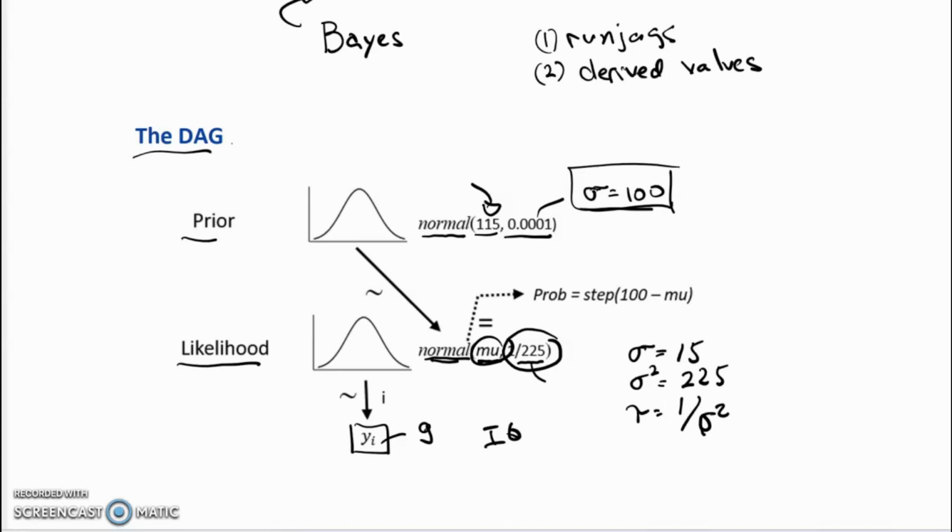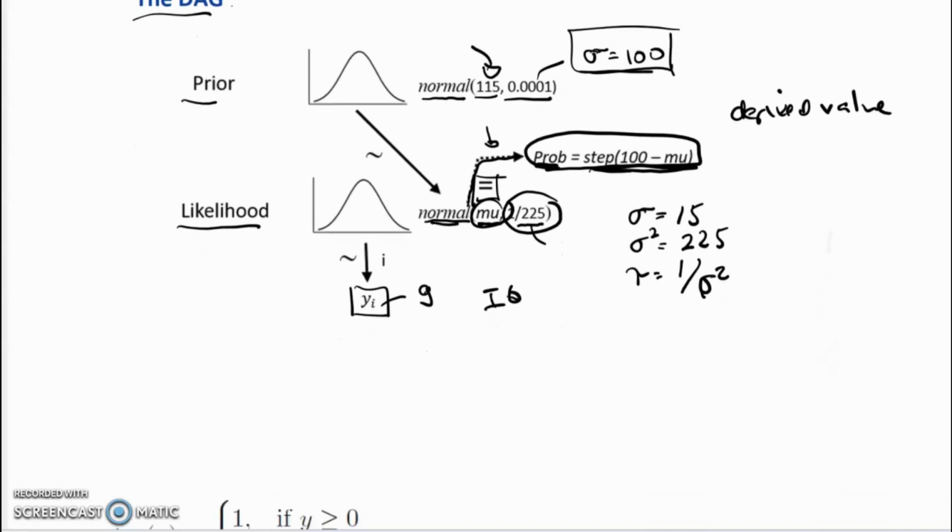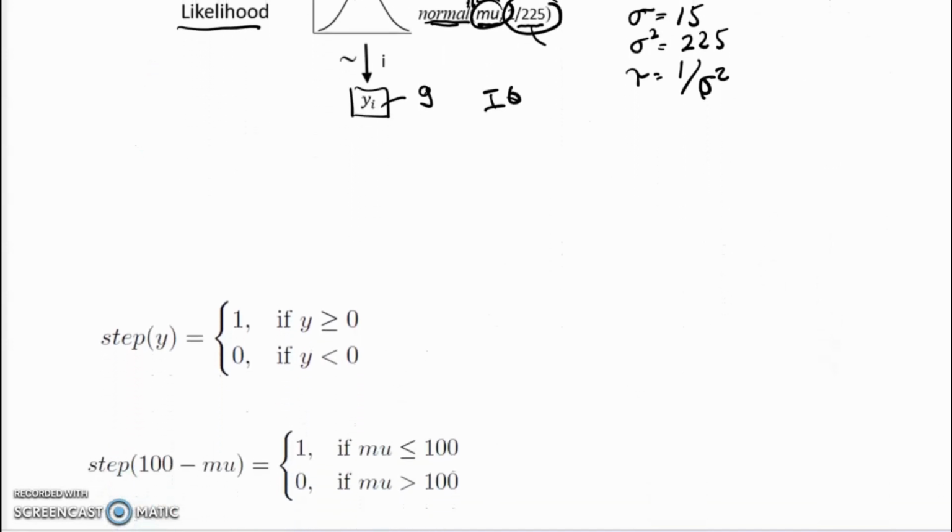And then, interestingly, we've got this new thing, which is a derived value. And I've indicated it's a derived value by the dashed line. It's going to be an equal sign because the value is going to be determined deterministically. And there is the value that we're going to create, this thing called prob, that's going to be calculated via the step function. So how does the step function work? The step function is going to work on some argument y, and it's going to return a value of 1 if y is greater than or equal to 0, and a value of 0 if y is less than 0.